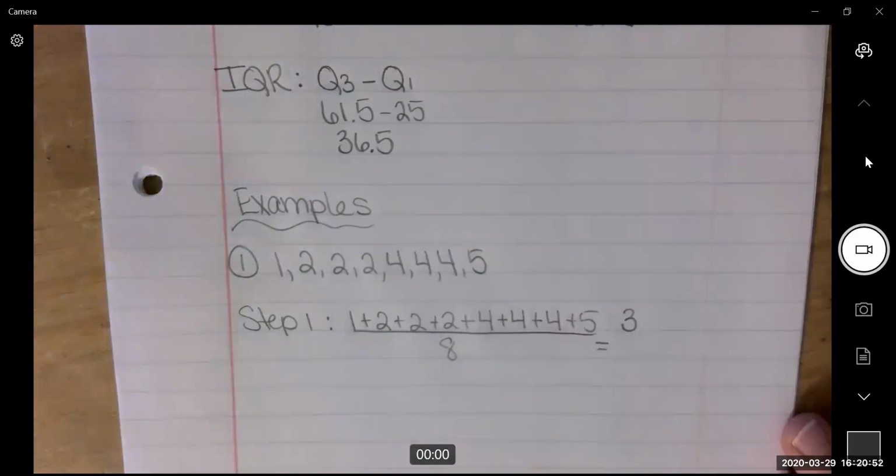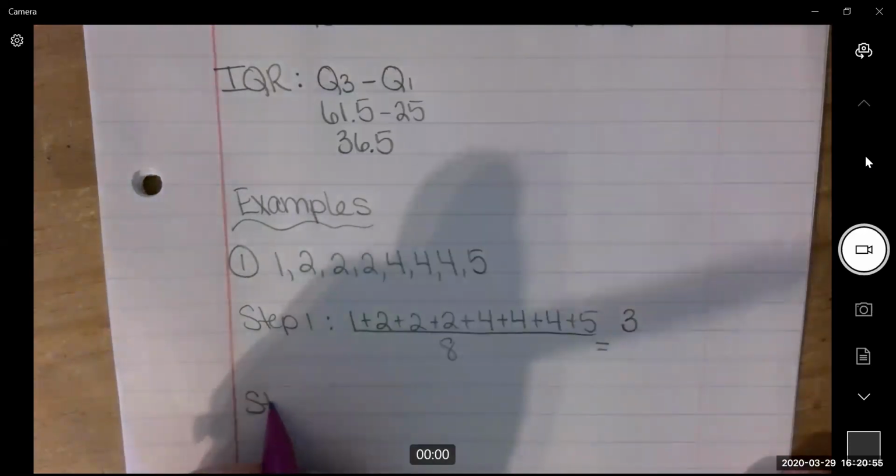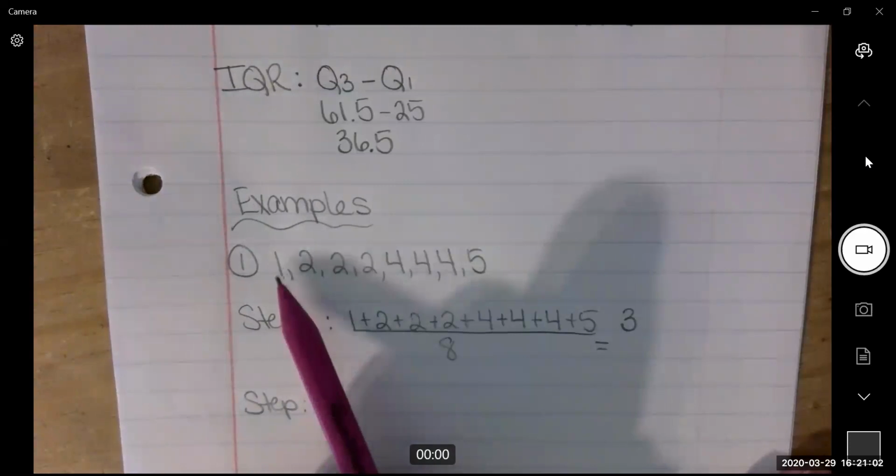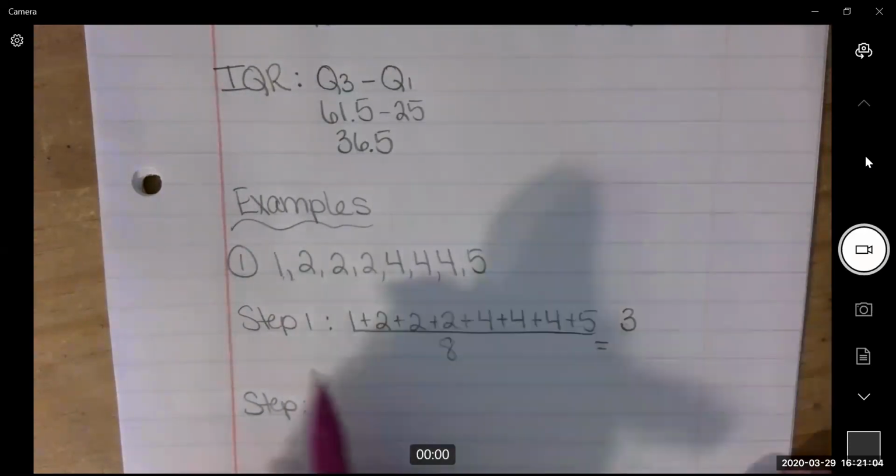All right. Step 2. Find the distance that each piece of data is away from the mean. So 1 to 3 is going to be 2.